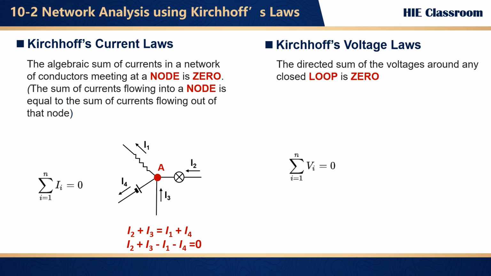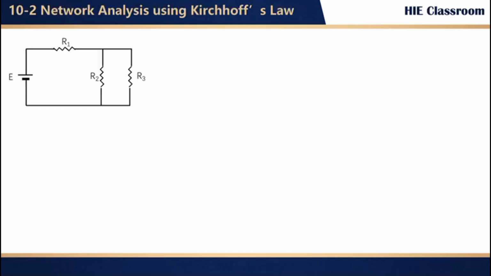The directed sum of the voltages around any closed loop is zero. Imagine a closed loop in your circuit. Okay, here we have a simple circuit. Now let's see how we can use Kirchhoff's laws to solve it. First, let's see what kind of elements we have here.